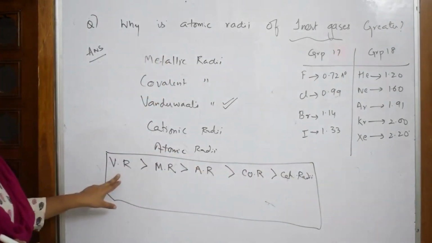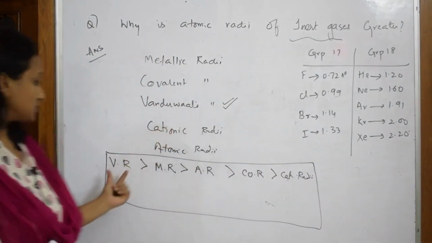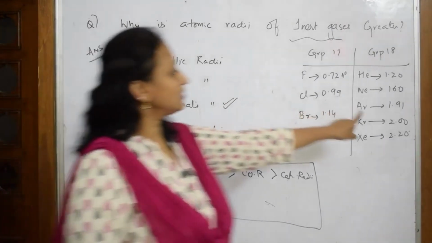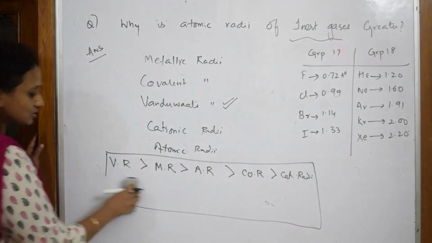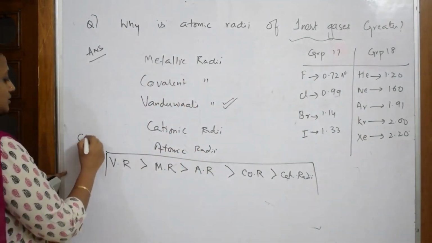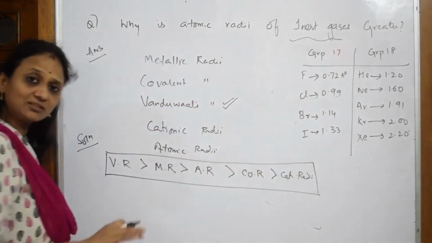Now in case of inert gases, what are we trying to consider? We are trying to consider van der Waals radius. So isn't it maximum? Van der Waals radius is maximum. That is the reason inert gases have higher atomic radii. So you're going to write the answer like this. You need to start the solution according to this sequence. You write the sequence or you write the order.